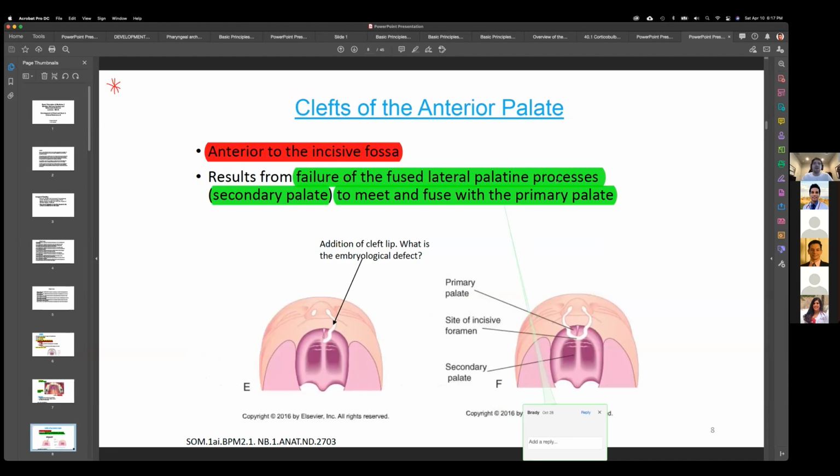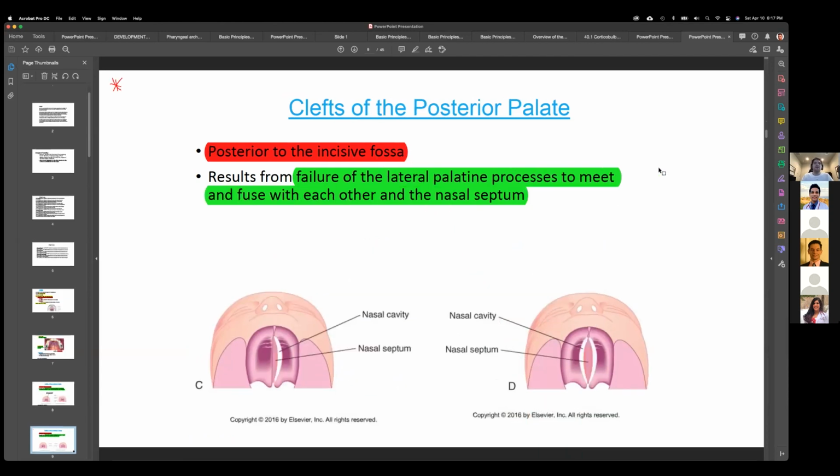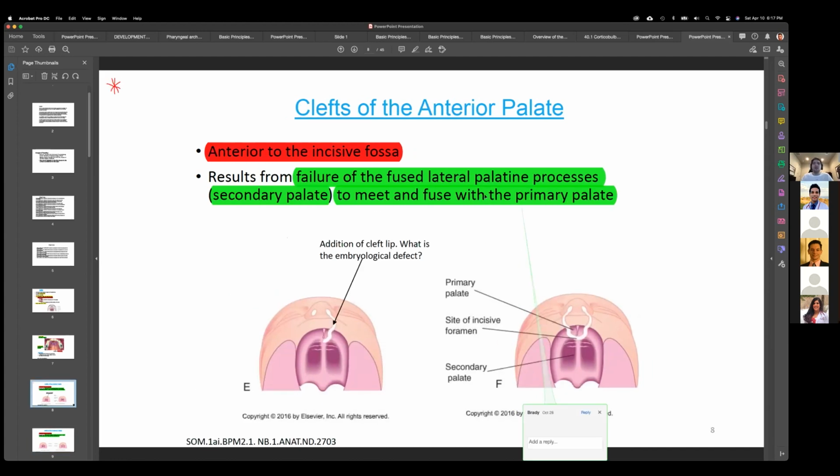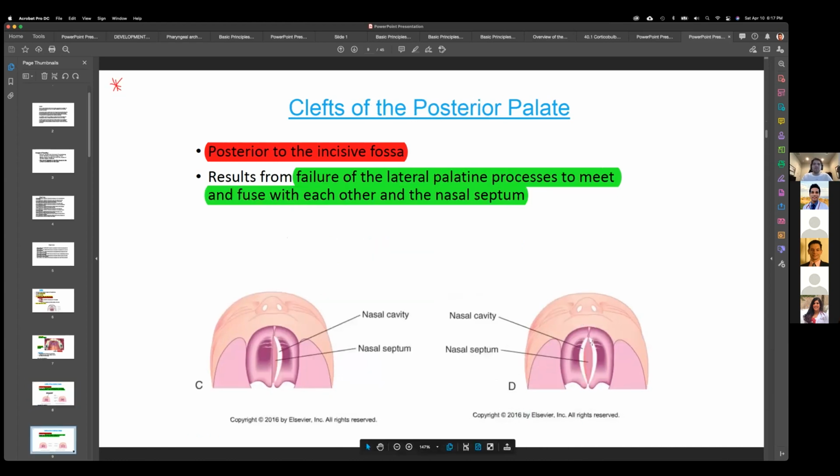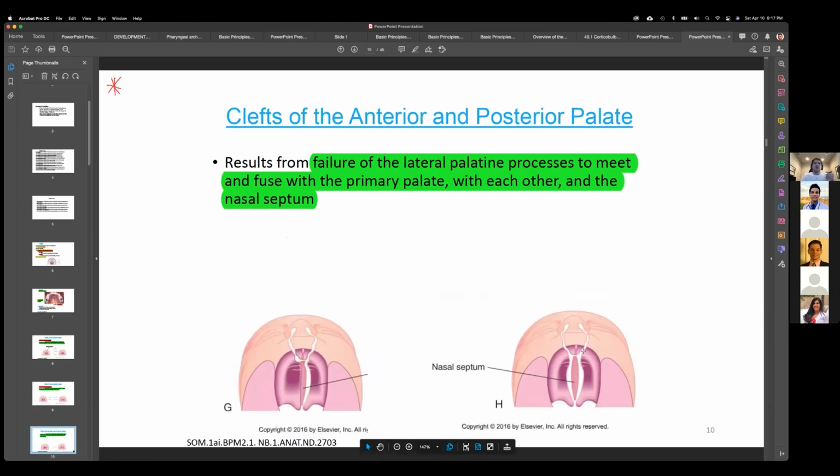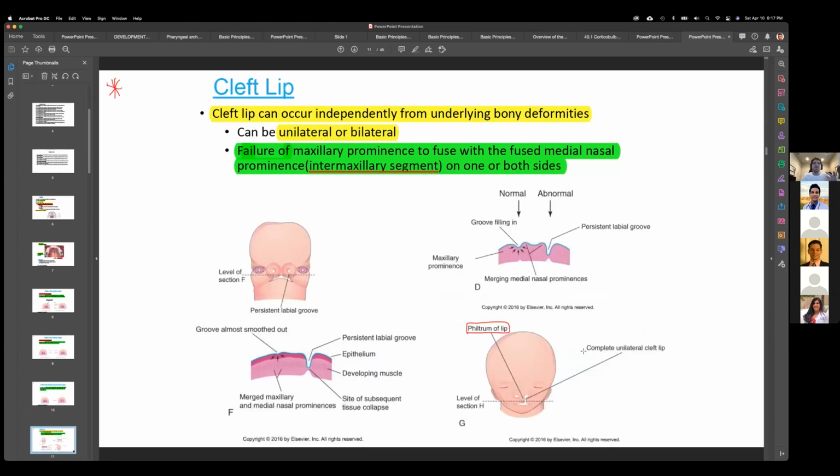Failure of fusion of the lateral palatine processes to meet up, right? So this is a problem with the anterior fossa. Posterior is going to be back in the secondary, and you can see that here, the lateral palatine processes to meet with each other. Whereas this is lateral palatine to meet with the primary palate, you get a problem there. This is the secondary palate not fusing together. And you can get both, if it is possible to get both.